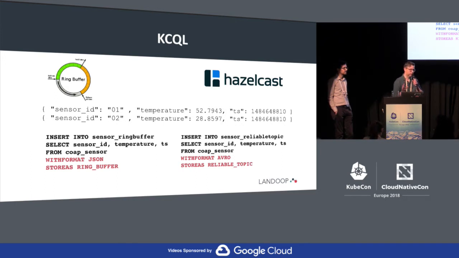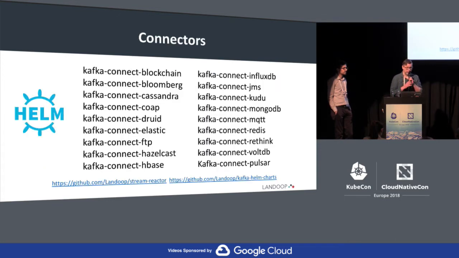So each different sink will have different grammar attached to it because they all have different things. Hazelcast is different to Influx, for example. What connectors do we have? Well, yeah, we have quite a lot. Where are they being used?